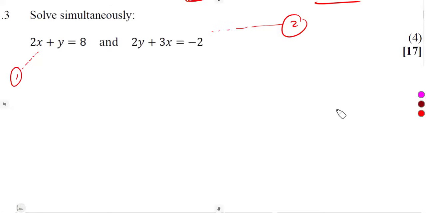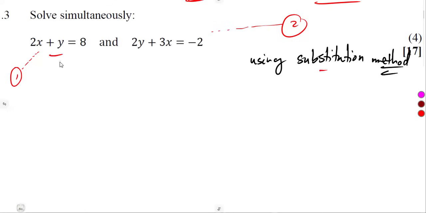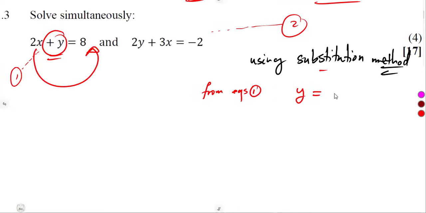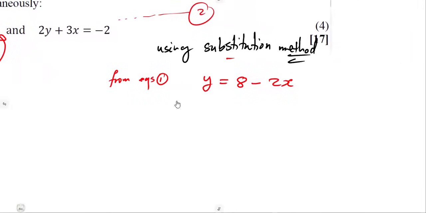Using the substitution method, I'm going to work from equation 1. Let us make y the subject. From equation 1, y is equal to, you take the 2x to the other side, 8 minus 2x. The moment it crosses the equal sign, it changes. We made this from equation 1. It's now another equation. Remember, we've got equation 2, so we're going to call this one equation 3.